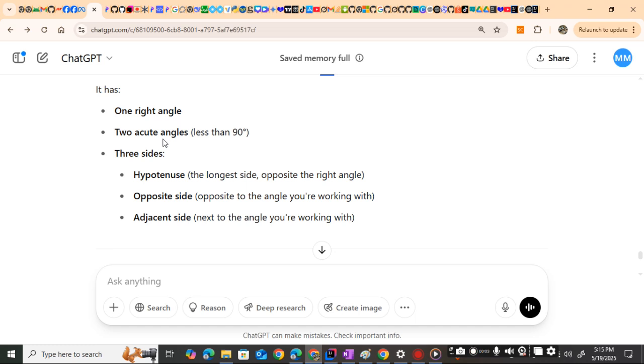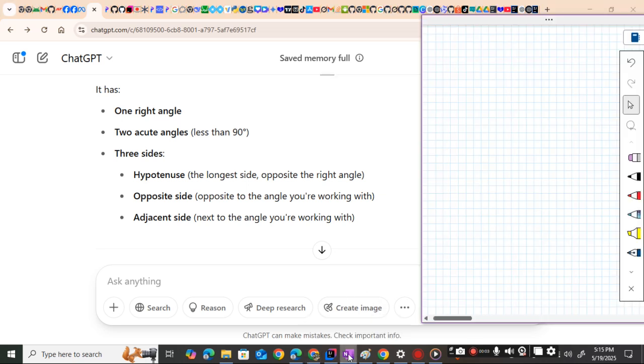So if one angle is already 90 degrees, then the remaining two have to have a total of 90. Therefore, their values are less than 90 degrees. Now, we have three sides for the right triangle. We have the hypotenuse, the opposite side, and the adjacent side to the angle. Now, let me try to elaborate on that further using my note.